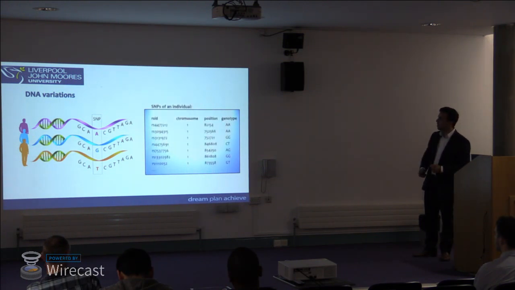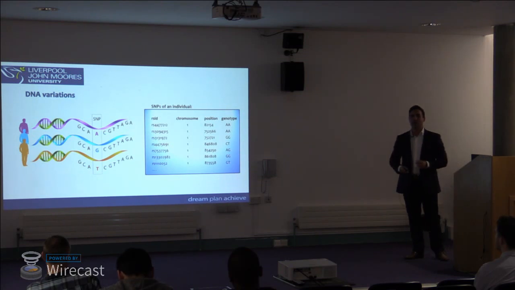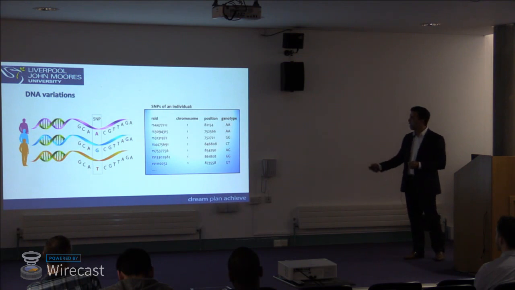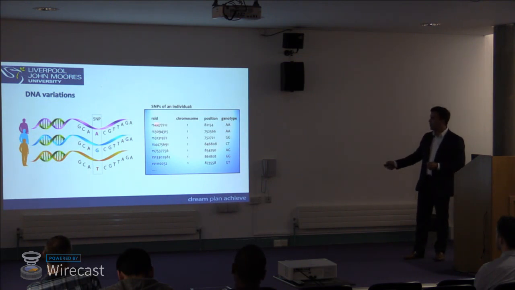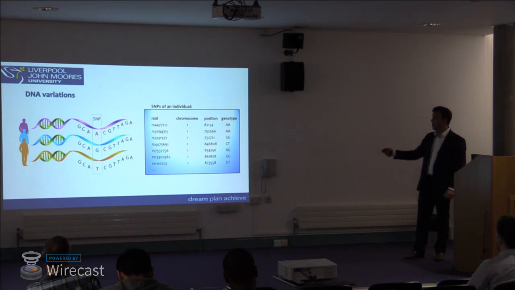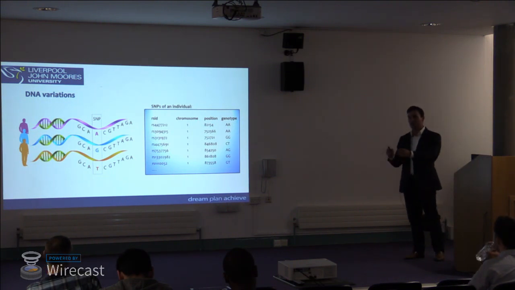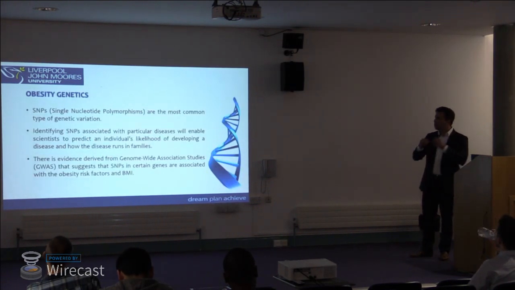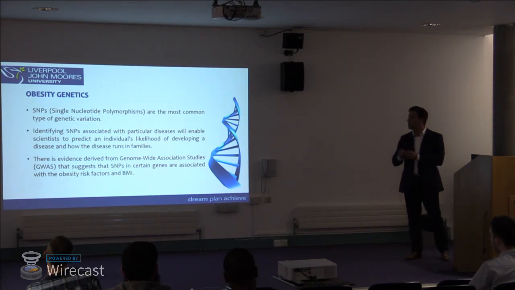I have included here an example of an individual's genetic profile, similar to the one I'm using in my experiments at the moment, where each observation represents a SNP, okay? Where the RSID is the ID of the SNP, the chromosome where it was identified, the position in the DNA strand, and the genotype that will indicate if that SNP represents a risk or not. Okay, so SNPs are the most common type of genetic variation.